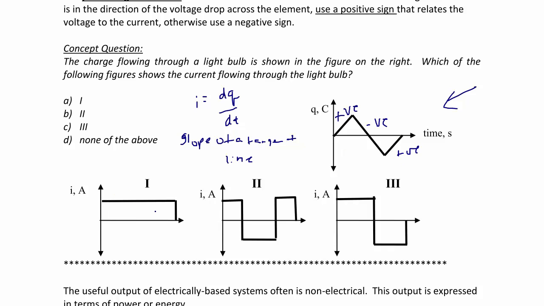So whichever one of these figures represents the current, it must also have a positive value, then a negative value, then a positive value. So this one does not work because it's positive for all time. This one does not work because there's only one positive and one negative value. This is the only diagram that had a positive value, then a negative value, then a positive value. So that means diagram 2 is the only one that could possibly be the current through the light bulb.